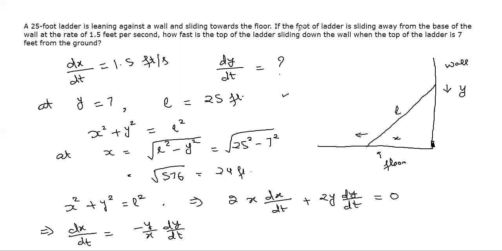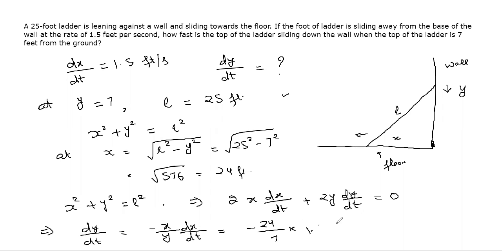There is a little correction there. We need to find dy by dt, so this relationship should be corrected, and dy by dt hence is equal to negative x over y times dx by dt. So at that moment, the answer comes out to be minus 24 over 7 times 1.5, which is going to be negative 36 over 7 foot per second.